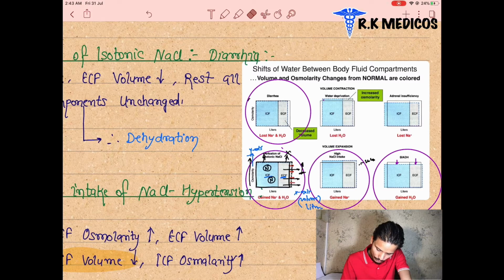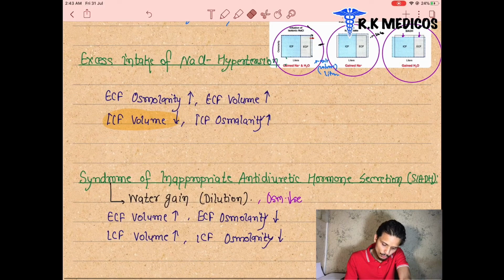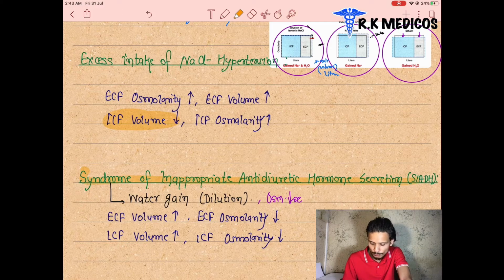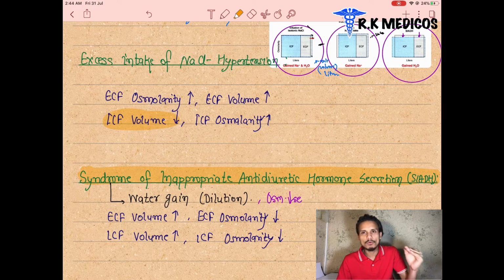Now in the next section we are going to see the fourth part, that is a disease, basically SIADH. We call it syndrome of inappropriate antidiuretic hormone. Antidiuretic hormone means this hormone is going to decrease our diuresis. Diuresis is basically urination, so it's going to decrease our urine. It means the water is going to be conserved in our body.